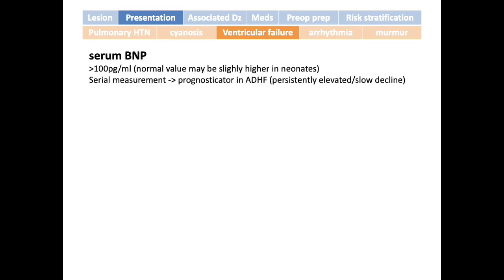Investigations specific to ventricular failure include doing a serum brain natriuretic peptide, or BNP, with a value of more than 100 picograms per milliliter indicating congestive cardiac failure, although the upper limit of normal may be slightly higher in neonates. Serial measurement of serum BNP allows for prognostication of acute decompensated heart failure, where persistent elevation or a slow decline of BNP may be observed.